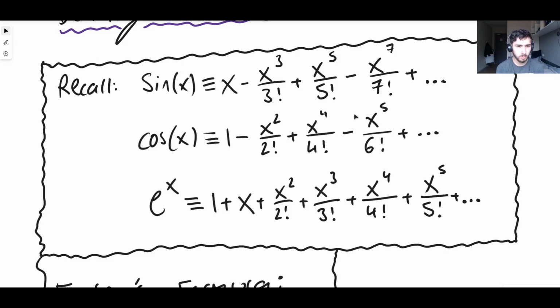So it's x to the 0 over 0 factorial minus x squared over 2 factorial plus x to the 4 over 4 factorial minus x to the 6 over 6 factorial, sorry. It's all of the even numbers, okay? All of the evens. And finally, e to the x can be written as simply 1 plus x squared over 2 factorial plus x cubed over 3 factorial, x to the 4 over 4 factorial, x to the 5 over 5 factorial, etc. Goes on forever. All of them are infinite. But you can write all of these.